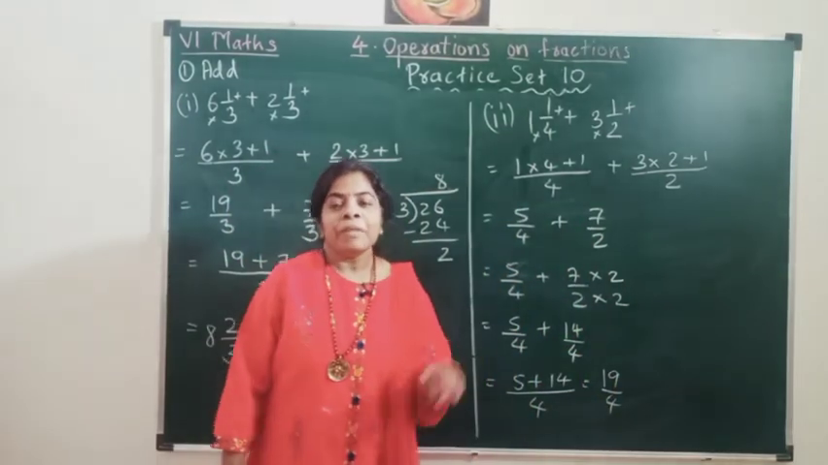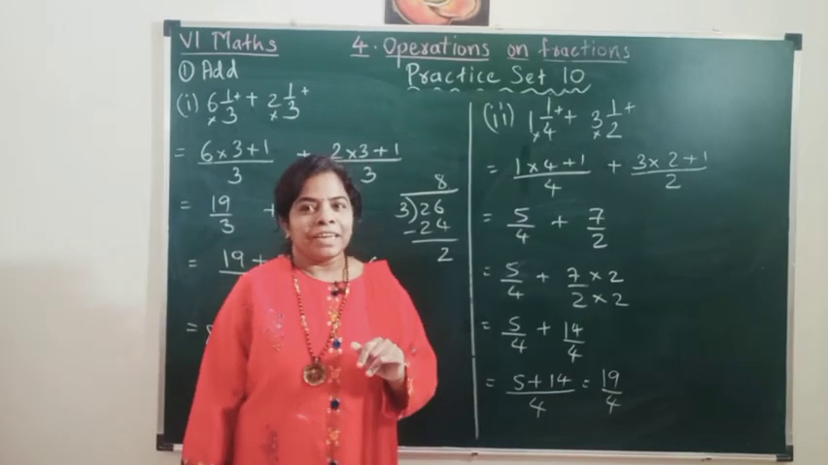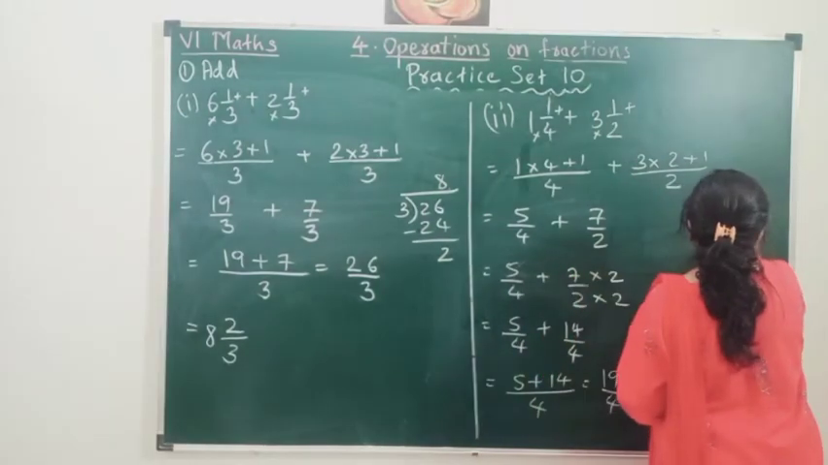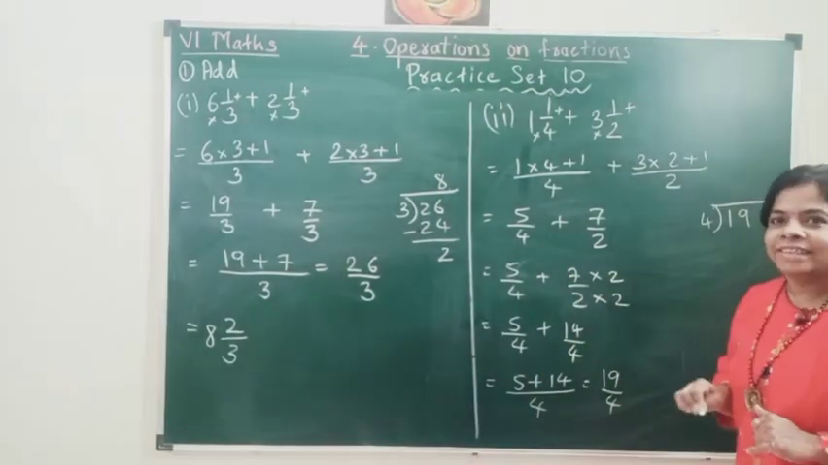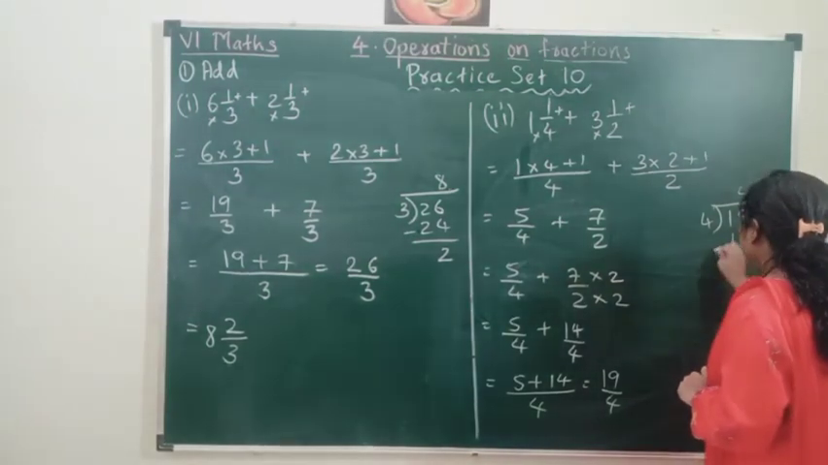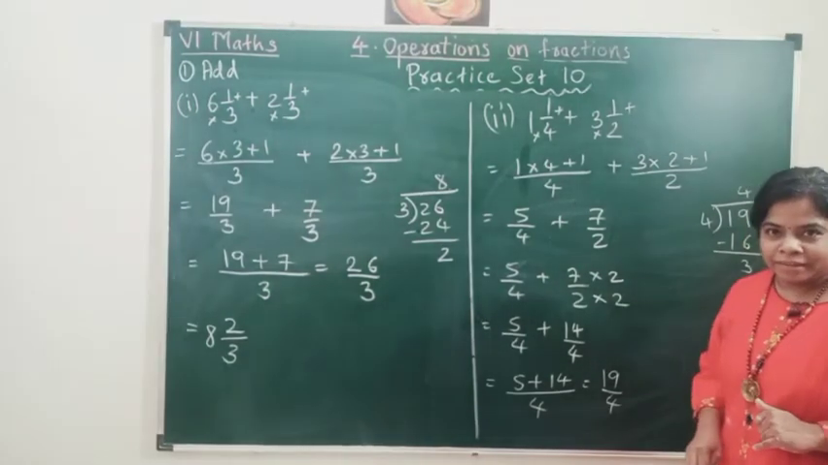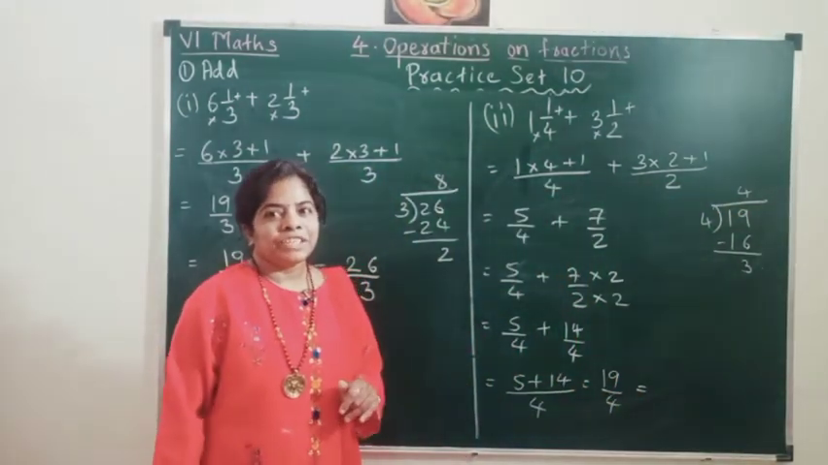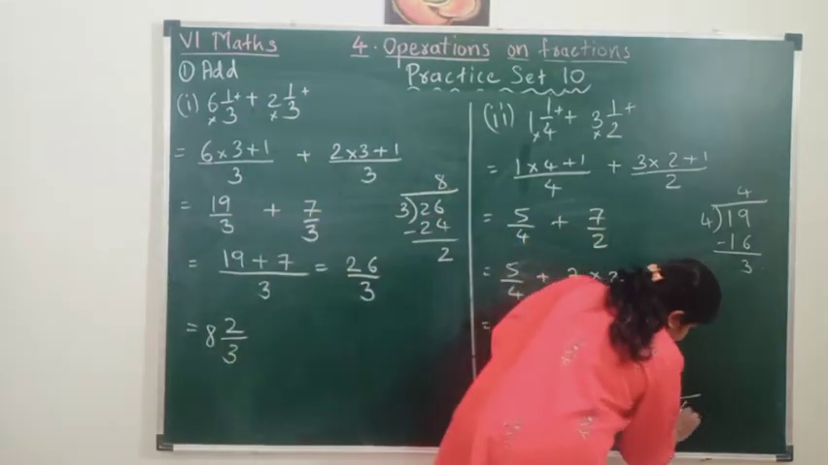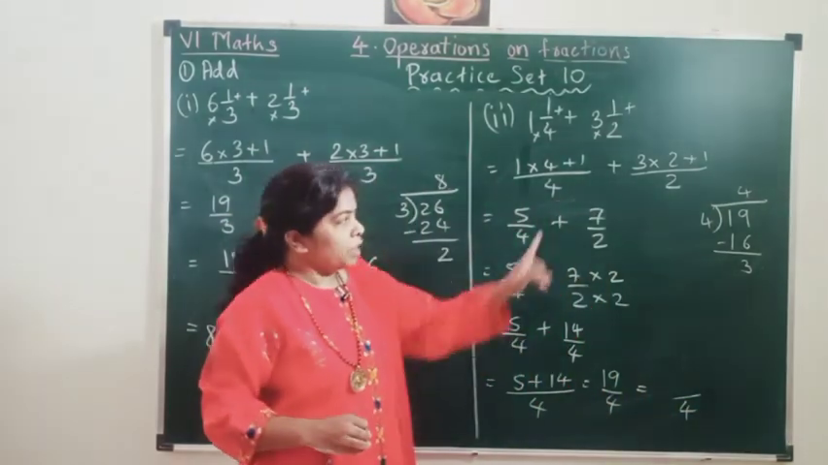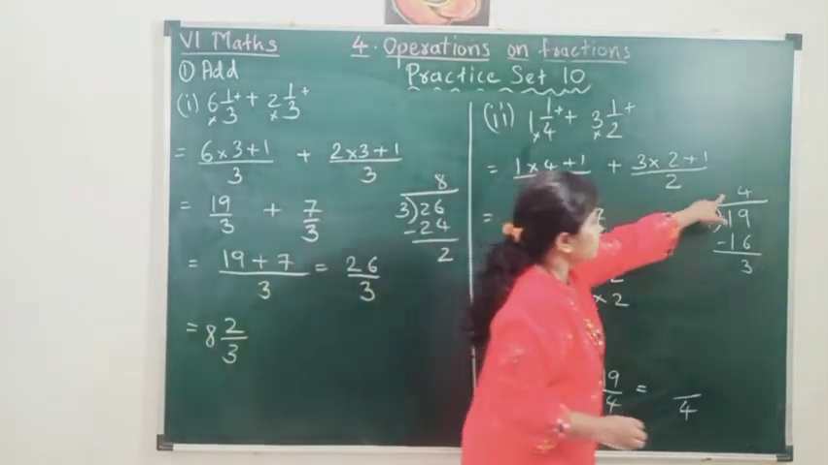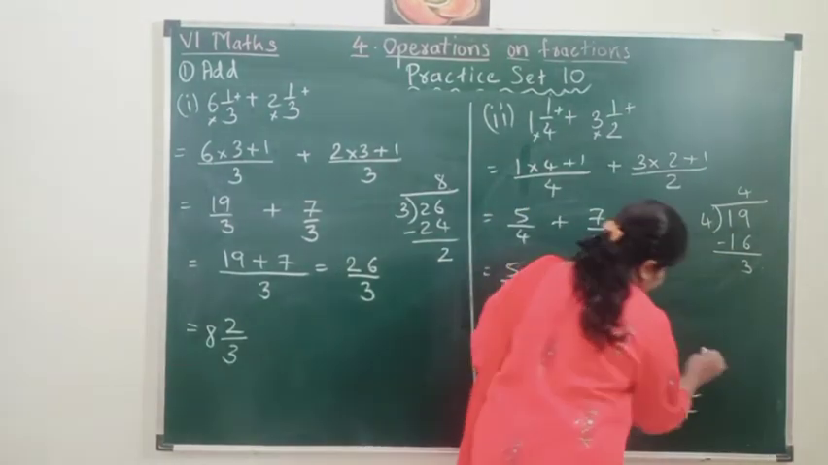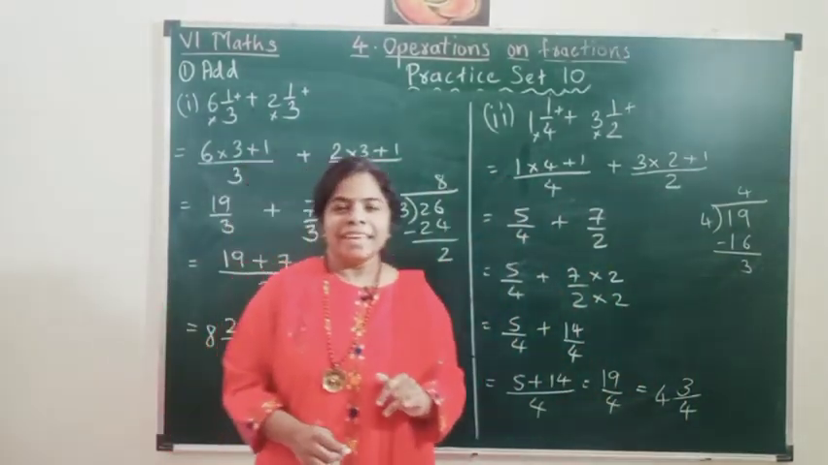That's your final answer. If we want to convert it into mixed fraction, we can even do that. 4 4s are 16. 3 remainder. Now let's write the same answer in the mixed fraction form. Denominator remains the same. The quotient is 4 and the remainder is 3 over. That's our second sum.